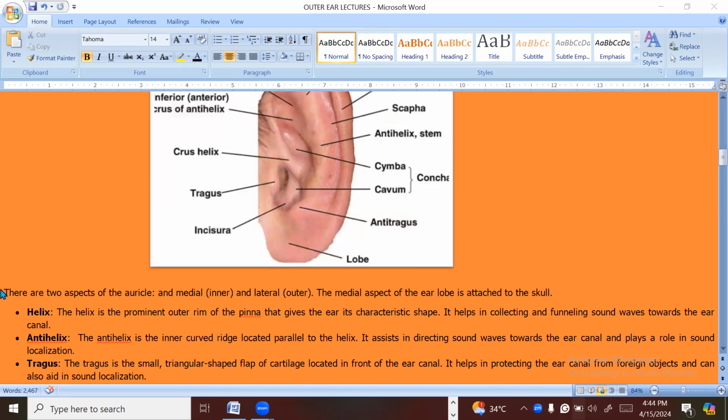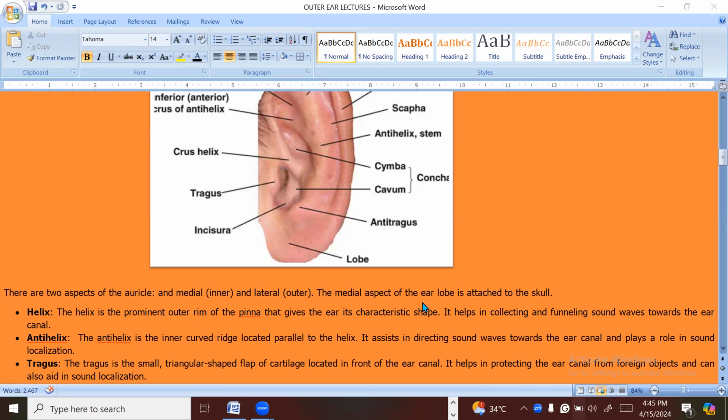Now, there are two aspects of the auricle. We have the medial, also called the inner, and the lateral, also known as the outer.